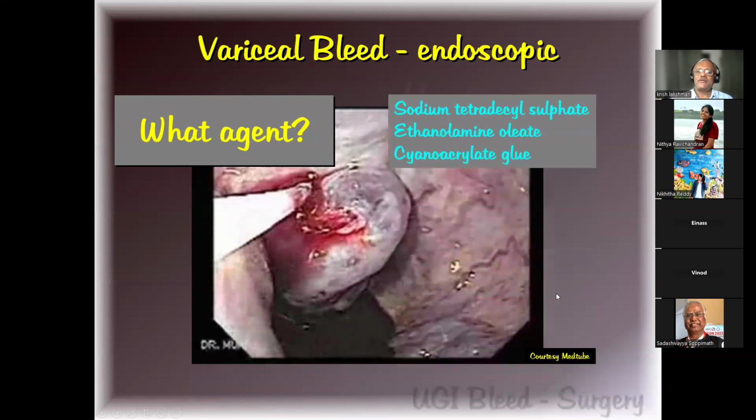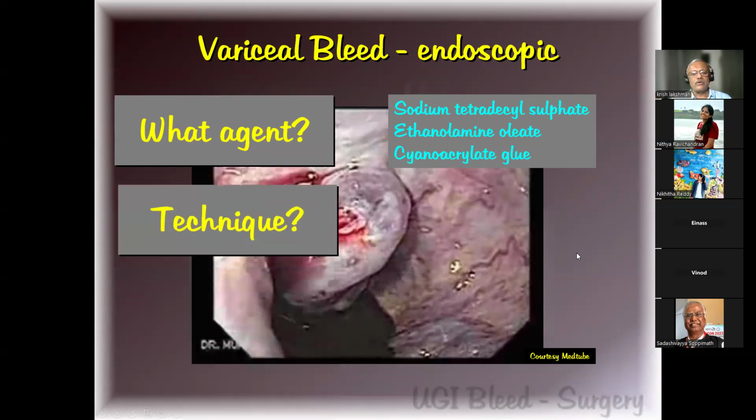Okay. You see, these are the common ones you can use: ethanolamine oleate, sodium tetradecyl sulfate, and cyanoacrylate glue. The difference is that for fundal varices, the first two, sodium tetradecyl and ethanolamine, don't work well. So you have to use a cyanoacrylate glue for fundal varices. There are some technical issues, I won't go into it. You have to use a bigger needle, and you should make sure that it doesn't come in contact with any water within the needle, because it becomes like cement and the needle has to be thrown away. So there's a mixture that has to be done, and it has to happen in the submucosal plane.